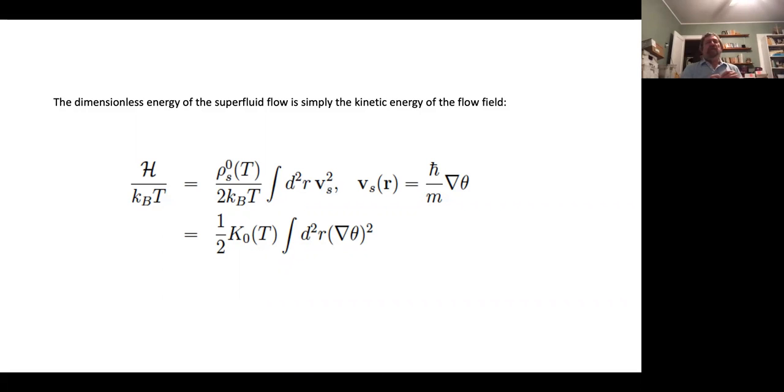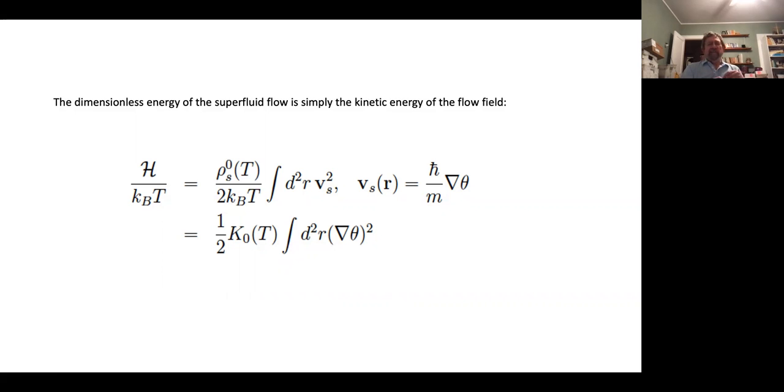Now the important thing is that the superfluid velocity v sub s is given by Planck's constant h bar divided by m, the mass of the helium atom, times the gradient of the phase. So we can write H over kT, the essential quantity for statistical mechanics, as a half K naught of T, some temperature dependent parameter with the appropriate dimensions. It's h bar squared over m squared times the bare superfluid density, which may be temperature dependent, divided by kT. That's this K naught. And so there's my Hamiltonian, divided by Boltzmann's constant times temperature.